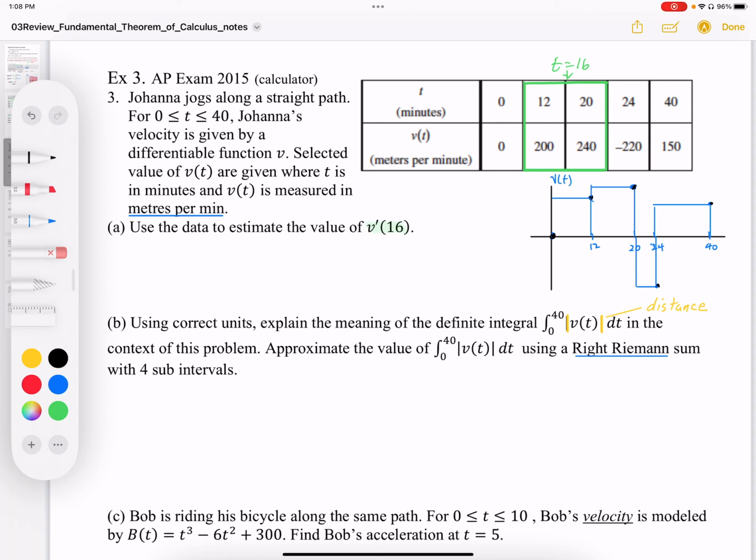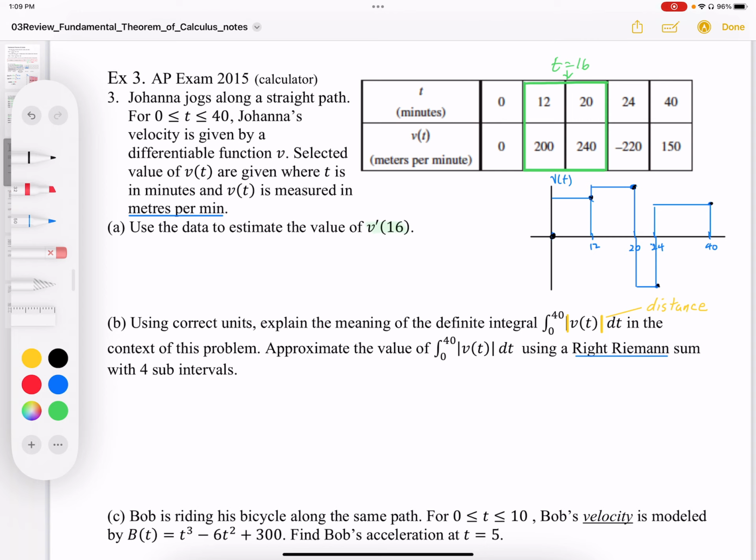So this is a velocity function, so it's a rate function again, and it's measured in meters per minute. And since it's differentiable, we do know that this is smooth and continuous. So use the data to estimate the value of v prime at 16. In this case, we have to estimate because we can't get the exact value, because we're not able to differentiate this function. We don't know what it is. So we're going to use an estimate.